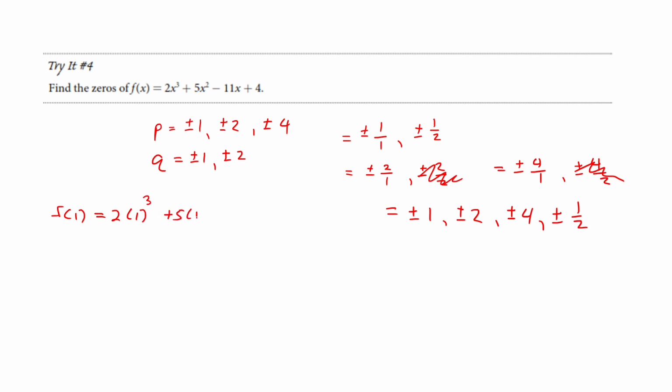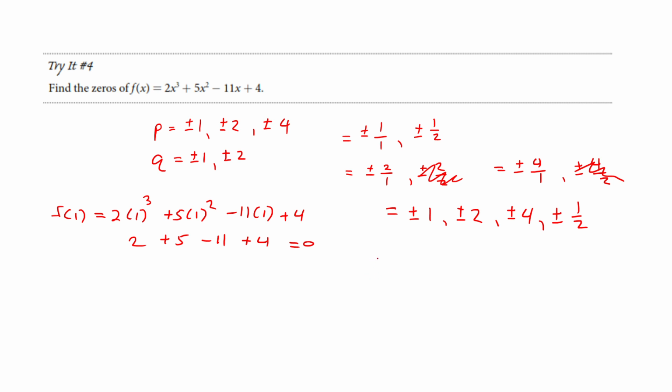And I think if I did this in my head right, we got a hit on the very first one. Okay, so this would be 2 plus 5 minus 11 plus 4. So it just so happened that the very first one was a hit, which was nice of them. So 1 is a root.